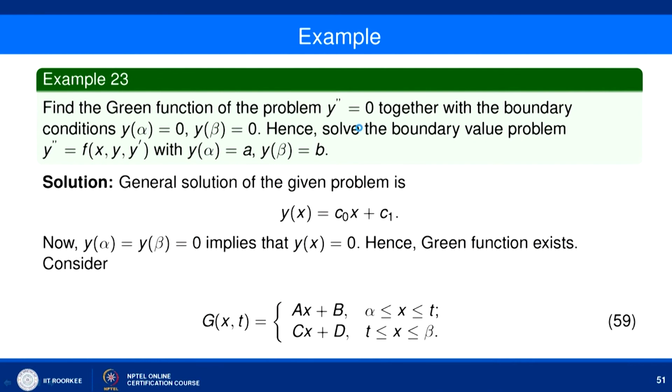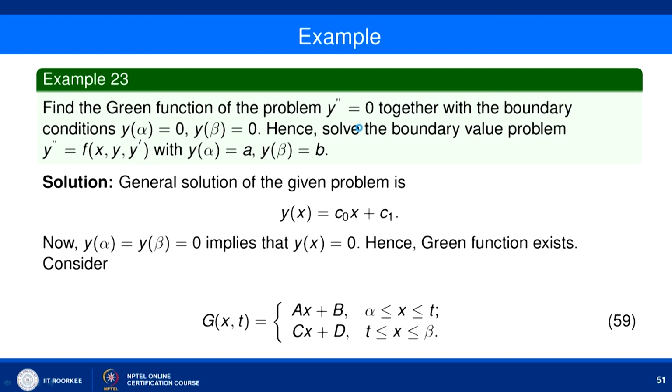then again let us consider one example based on this. Here, find the Green's function of the problem y'' equal to 0 together with the boundary conditions y(alpha) equal to 0, y(beta) equal to 0, and hence solve the boundary value problem y'' equal to f(x), with y(alpha) equal to a and y(beta) equal to b.